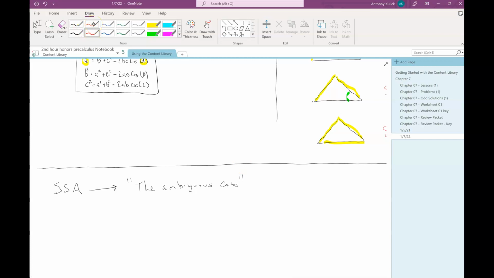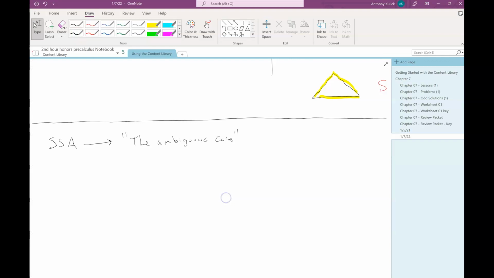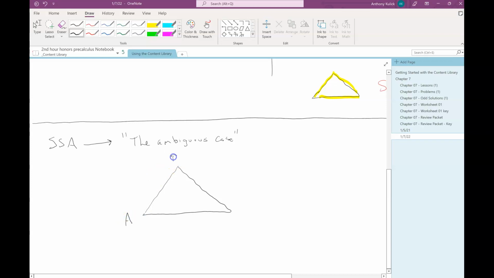Because under a certain set of conditions, lots of things can happen. So for our purposes, let's say that we have this, our SSA situation. So we have angle A, side AB, and side BC. Just for naming purposes, that's what I'm going to name the sides and angles that are given to us. Everybody's okay with that?